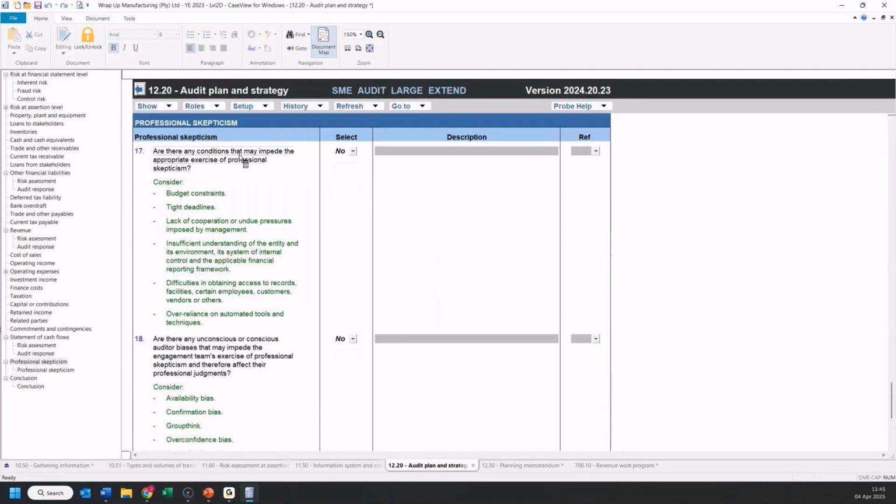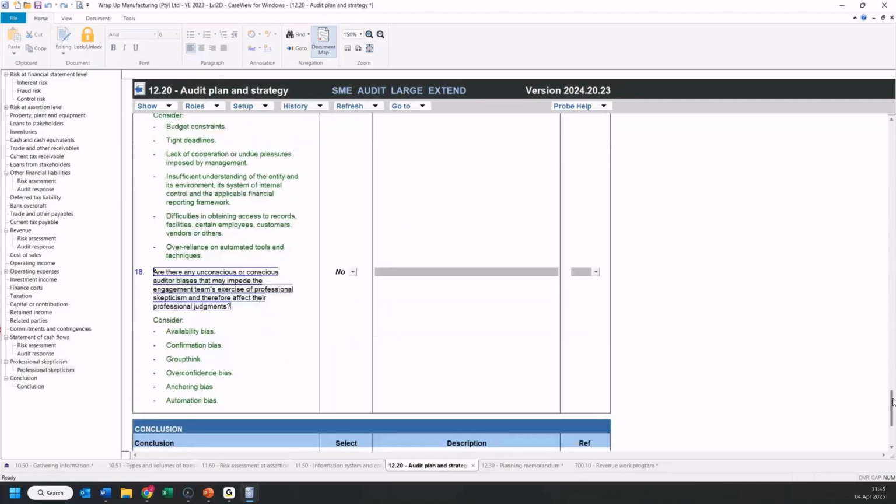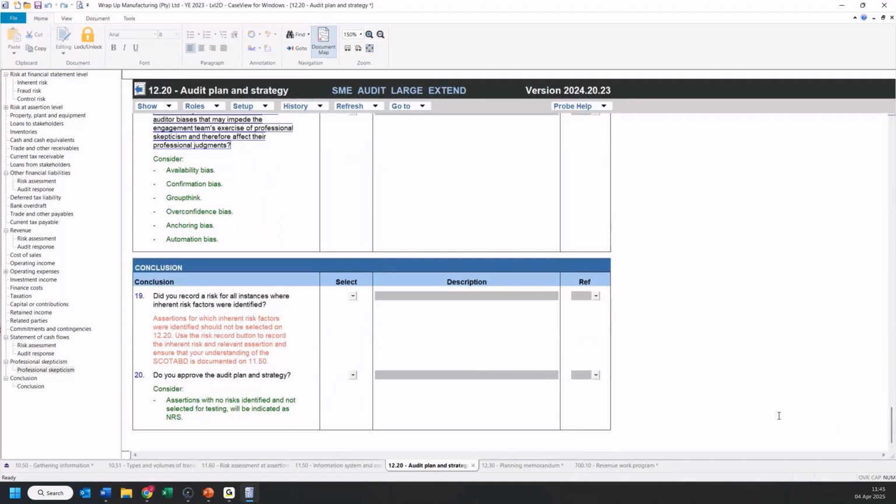We considered professional skepticism, whether there were any conditions that could impede our professional skepticism, documented how we responded to them, considered conscious or unconscious bias, and then got to our conclusion. We said, first of all, stand back. Did you record a risk for every instance where you identified inherent risk factors, where they were identified? Why did we say that?